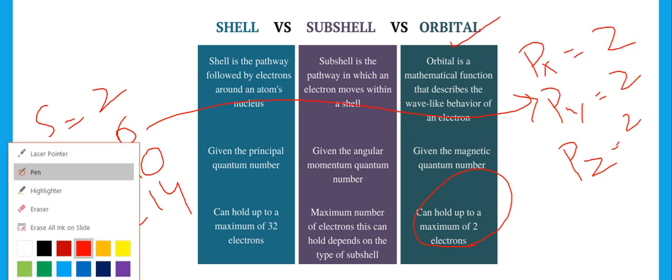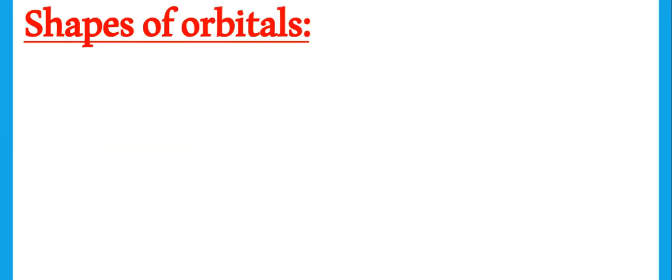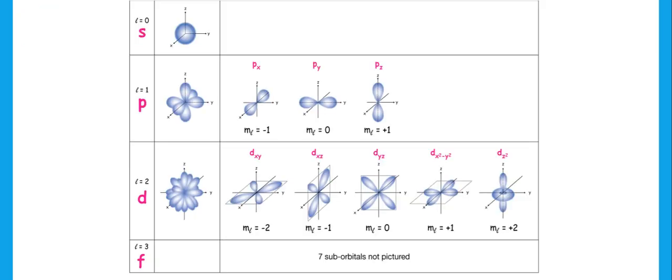Okay students, next is the shape of the orbitals. We have discussed the shape of orbitals in the azimuthal quantum number in detail, and here all the shapes are shown in one table. S is spherical, P is dumbbell in 3 different directions, and D is double dumbbell in 5 different directions, and the shape of F is very difficult to draw here.